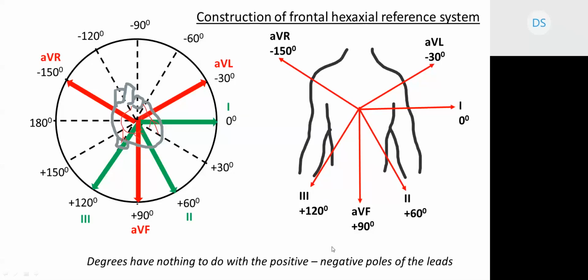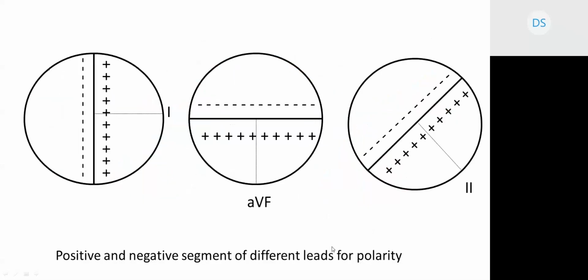So with this understanding, let us see. Remember, you have lead 1 here, which is in the leftward horizontal direction. When you have lead 1 here, this half is going to be the positive for lead 1 and this half semicircle is going to be the negative for lead 1. So this is the positive and this is the negative segment of lead 1.